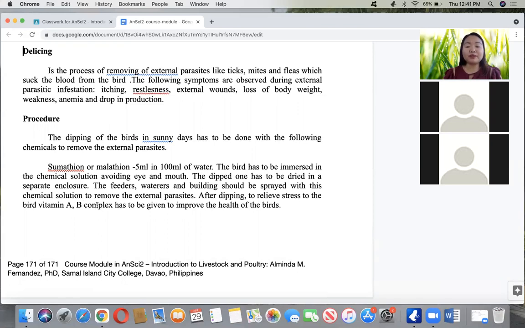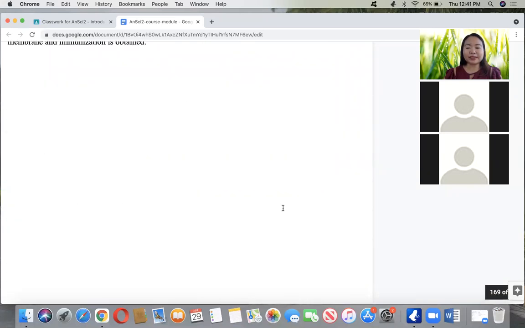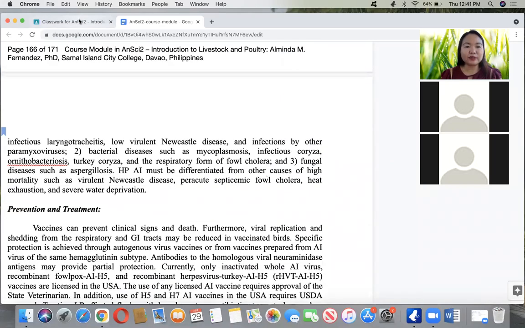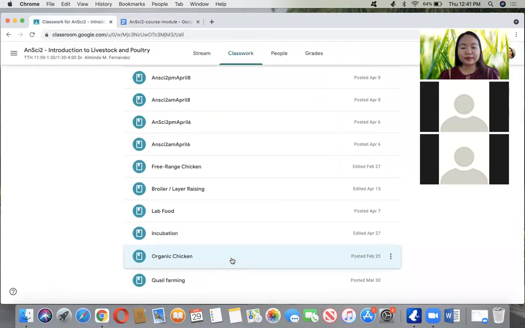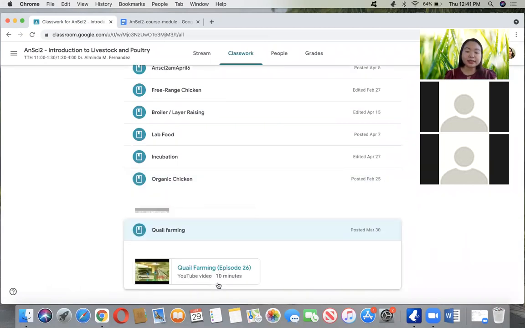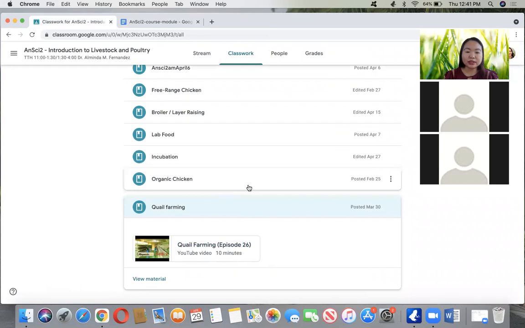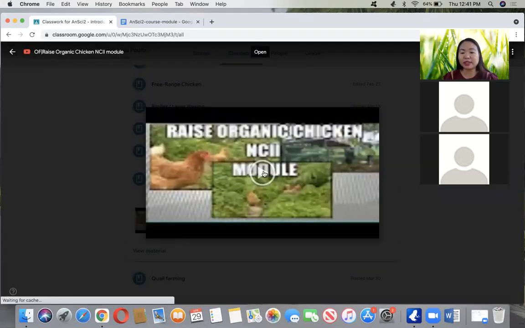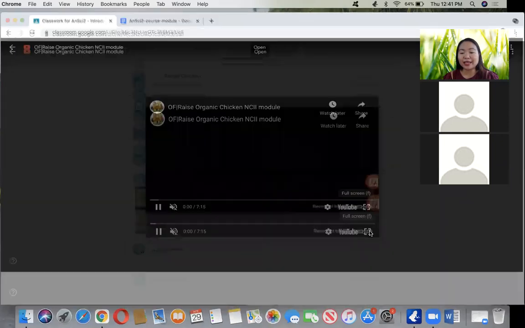And after dipping of the birds, para ma-relieve yung stress nila, you give them vitamin A and B complex, and para ma-improve din yung health ng birds. So that's all for the pests and diseases. So do you have any questions or clarifications? So let's just watch this, and then we'll proceed next meeting with quail farming, and the rest of the meetings will just be review, no, of our exams.